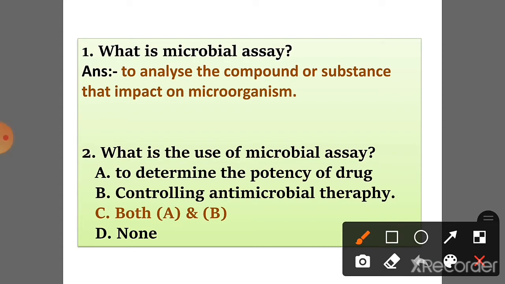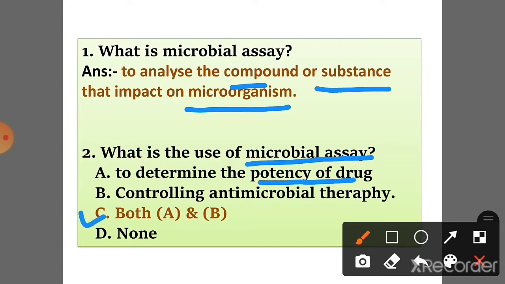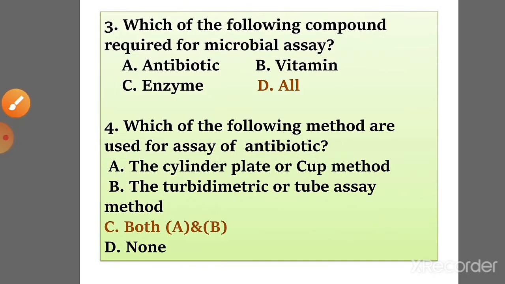Question 1. What is microbial assay? Answer. To analyze the compound or substance that impacts microorganisms. Question 2. What is the use of microbial assay? Answer. Option C, both A and B. To determine the potency of a drug and controlling antimicrobial therapy.